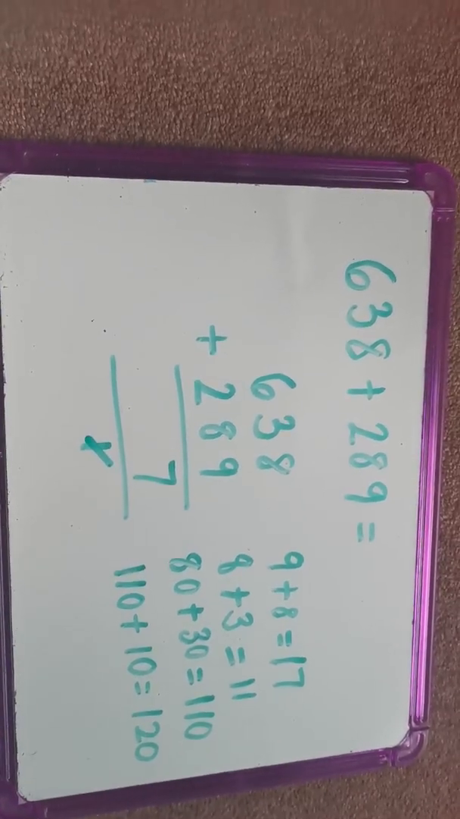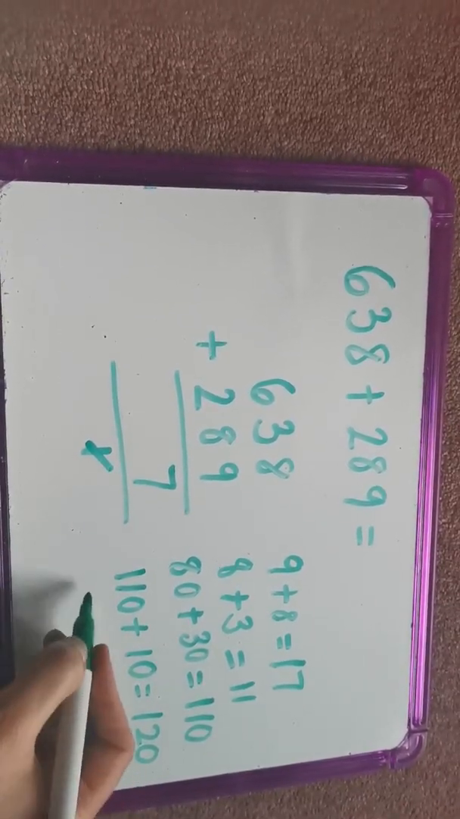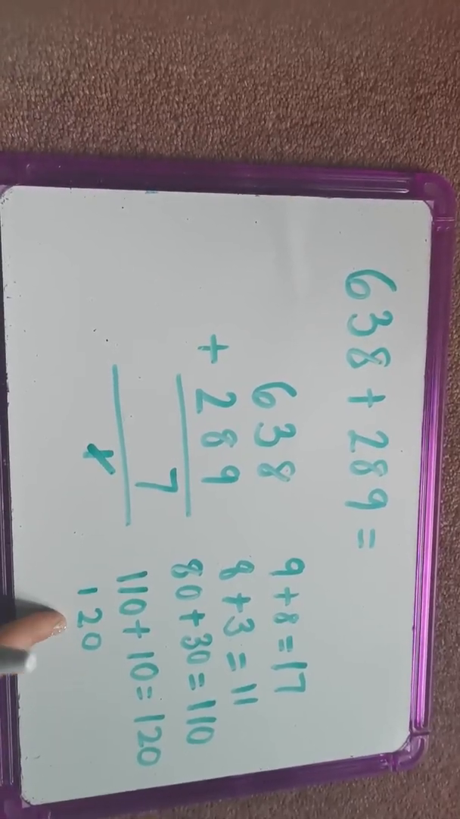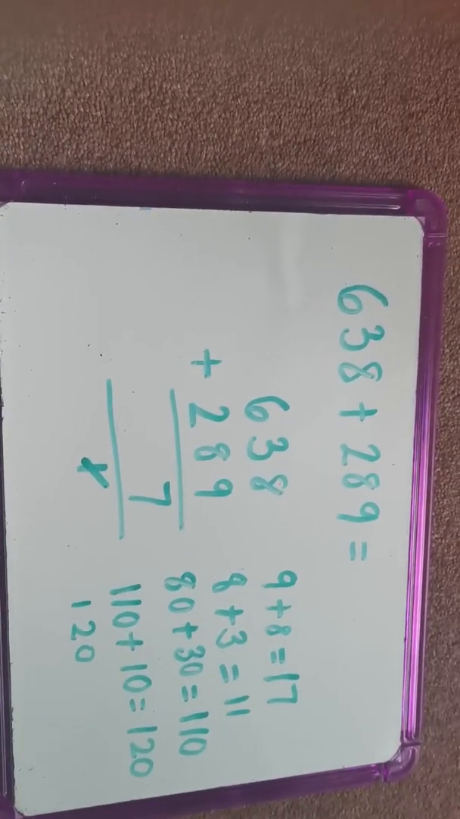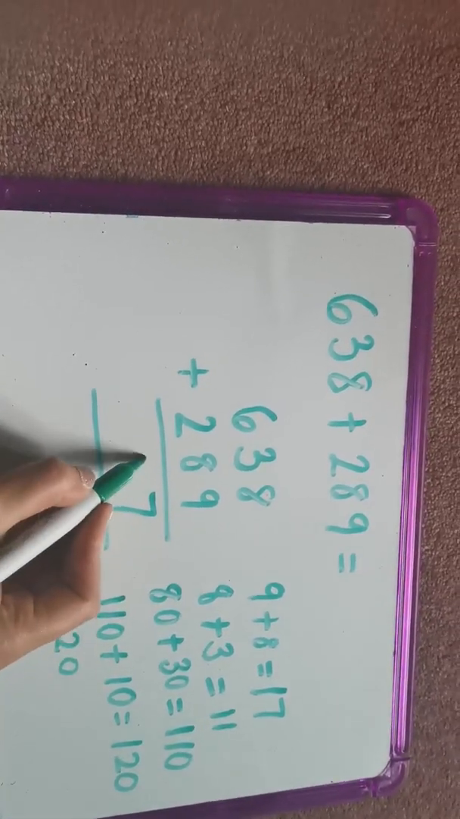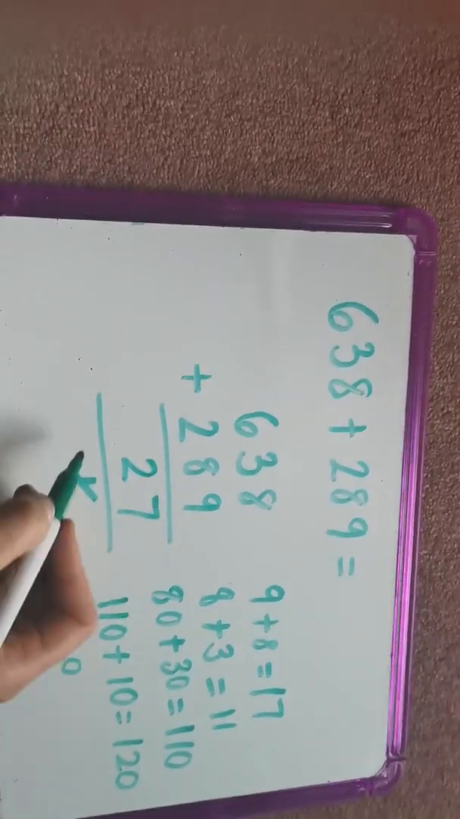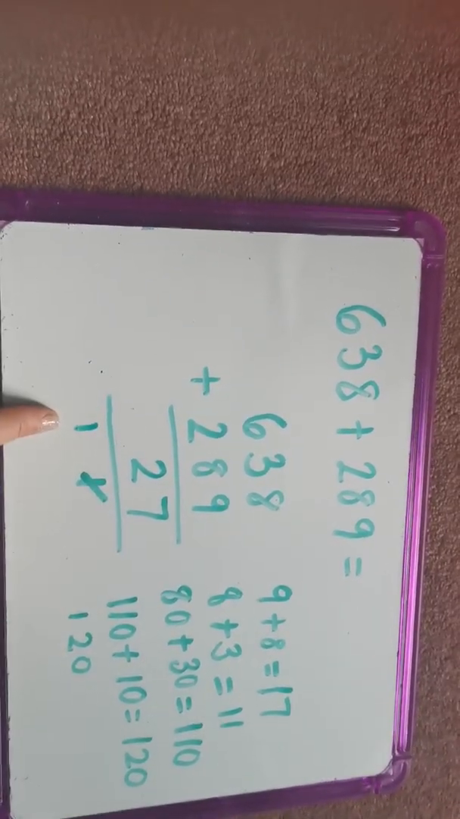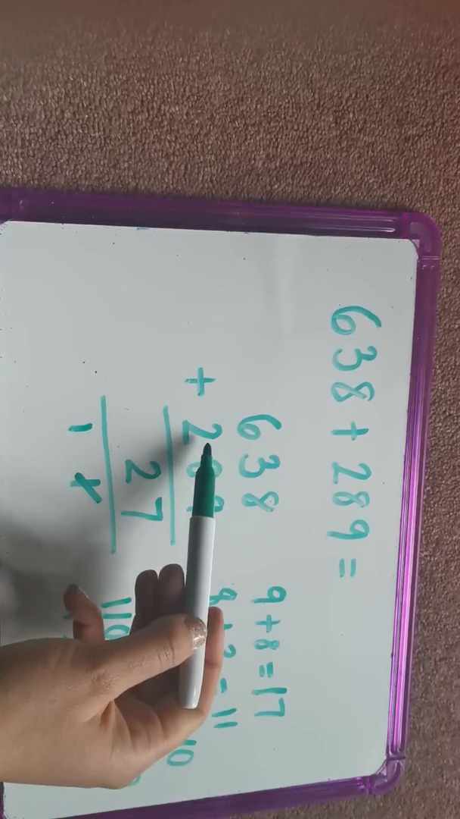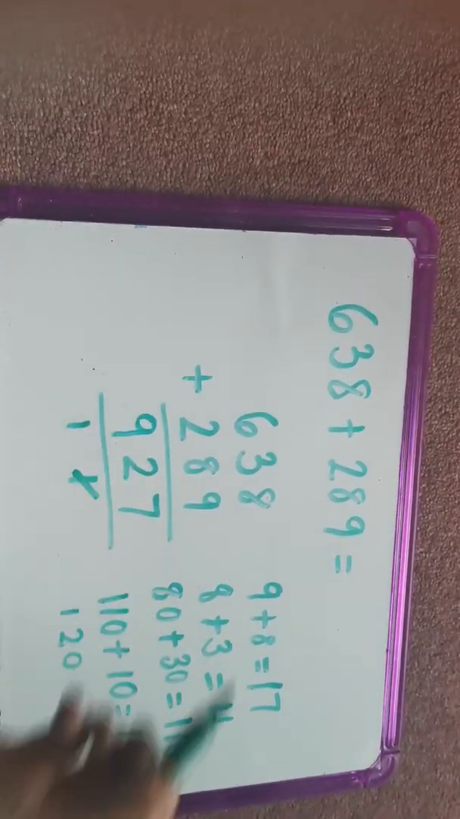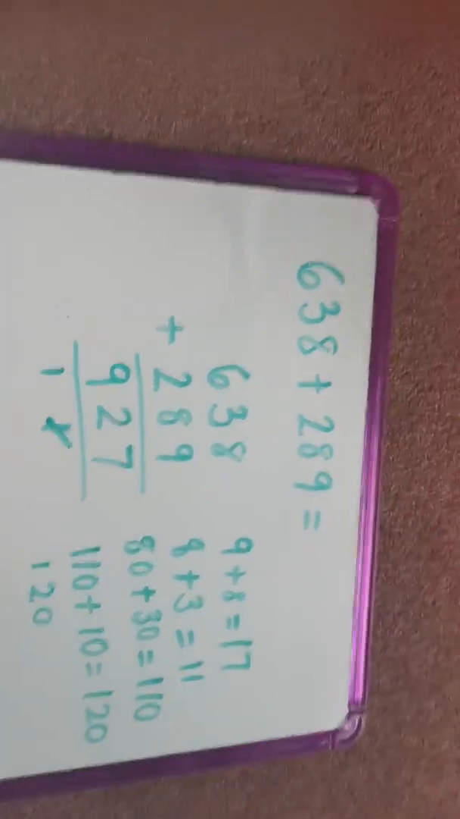Okay, so if we look at 120, it's made up of 0 1s, 2 10s, and 100. So I need to put the 2 10s here in the tens column and carry over the extra 100 into the hundreds column. So I've got 600 add 200, that's 800, plus the extra one is 900. Okay, I hope that makes sense.